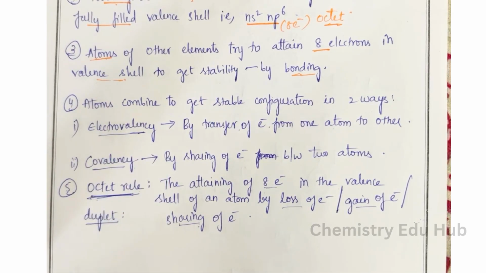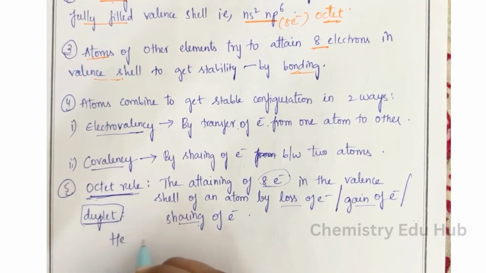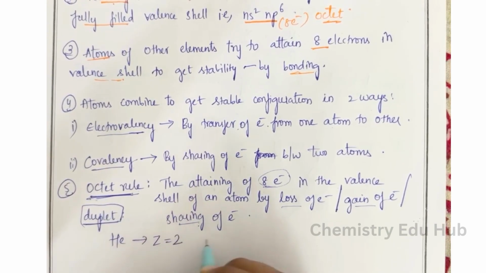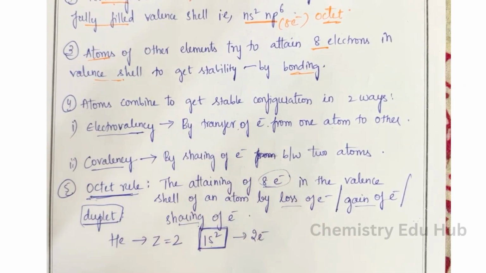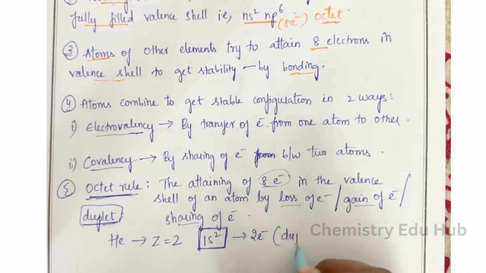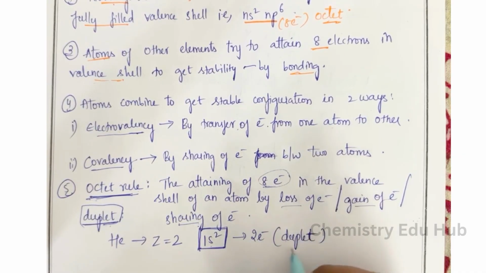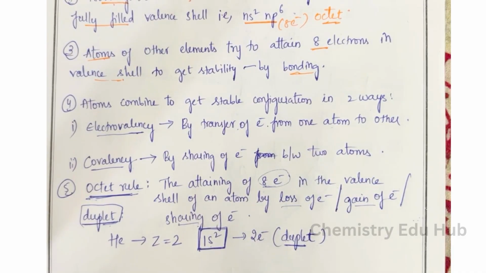So according to the electronic theory of valency, an atom is stable only if it gets 8 electrons in the outermost shell. There is an exception. If you look at the helium atom, its atomic number is 2. It will have a completely filled outermost shell, that is 1s2, but it has only 2 electrons instead of 8. Such a configuration is called duplet configuration. Though it has a duplet configuration, it is stable because the valence shell is completely filled. This is about the electronic theory of valency.